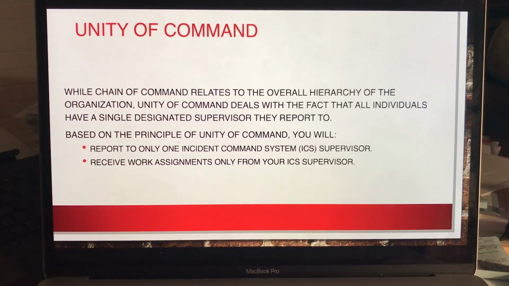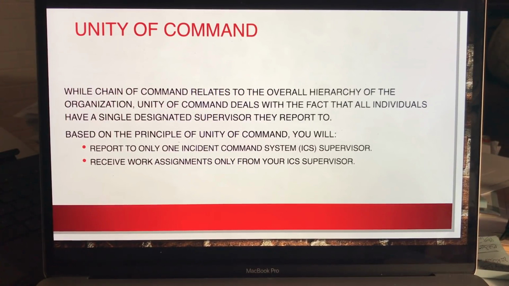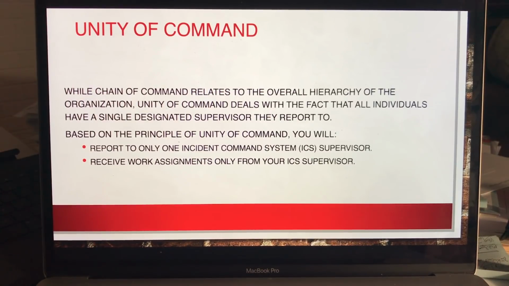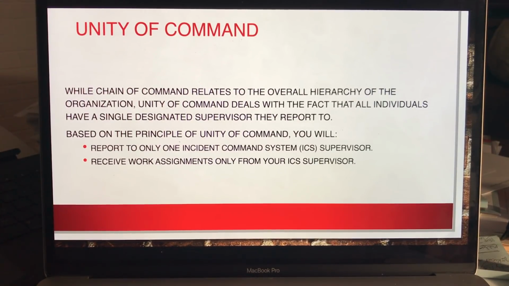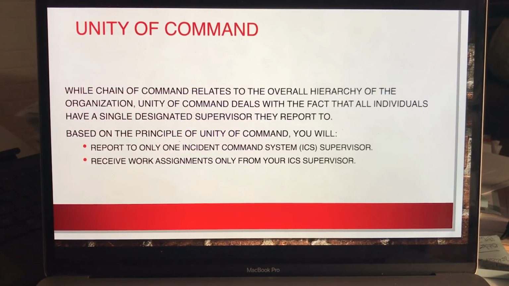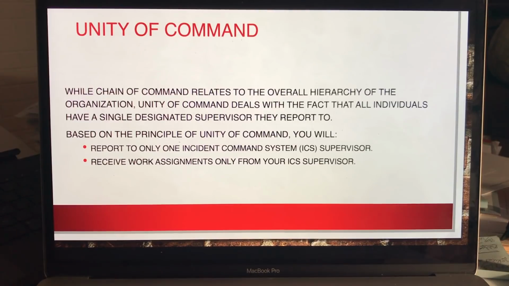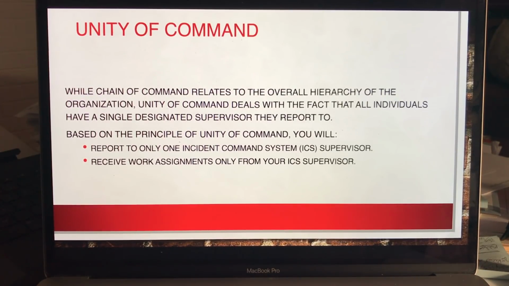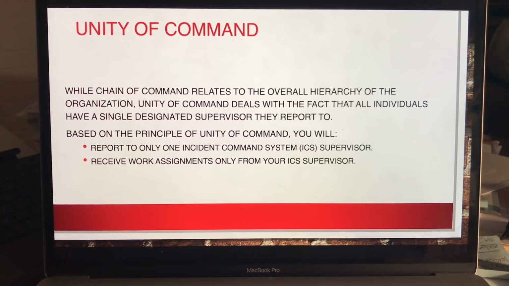Unity of command. While chain of command relates to the overall hierarchy of the organization, unity of command deals with the fact that all individuals have a single designated supervisor that they report to. Based on the principle of unity of command, you will report only to one incident command system supervisor and receive work assignments only from your incident command supervisor.